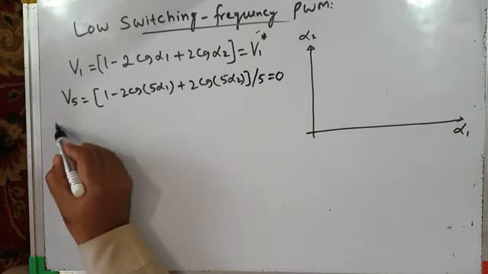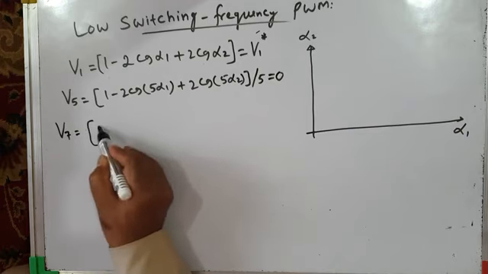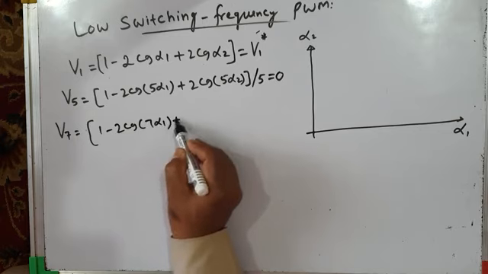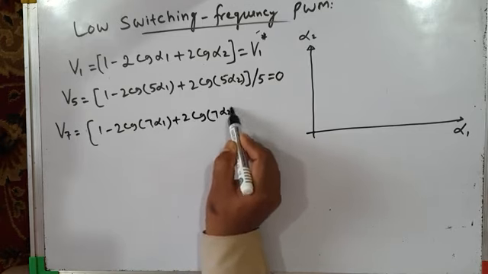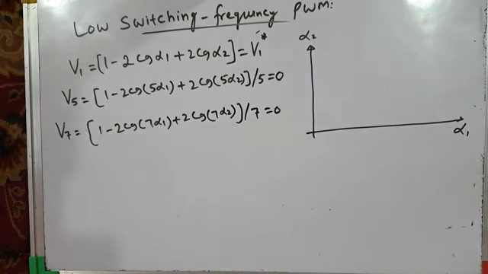And the aim may also be to eliminate the seventh harmonic component of voltage. So that is given by 1 minus 2 cosine of 7 alpha 1 plus 2 into cosine of 7 alpha 2, whole divided by 7. And we also want to eliminate this seventh harmonic component of voltage.